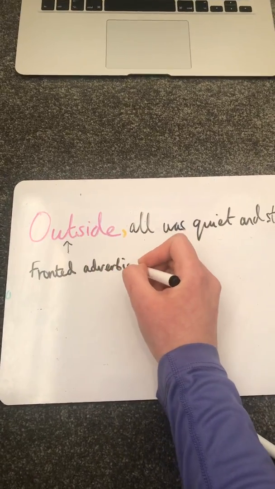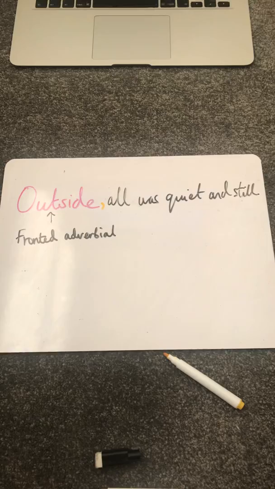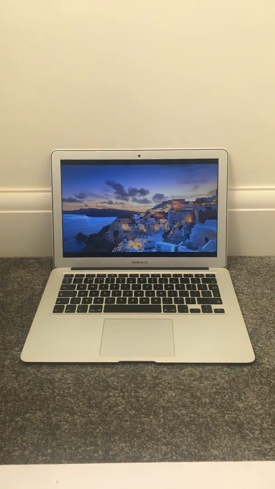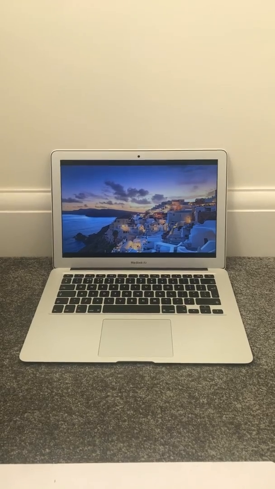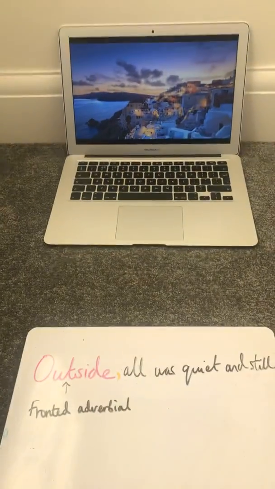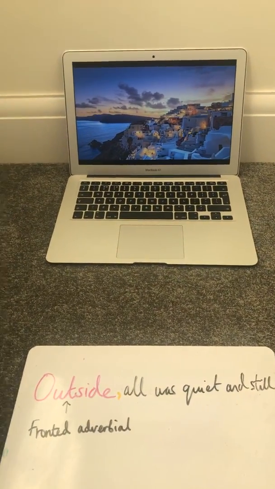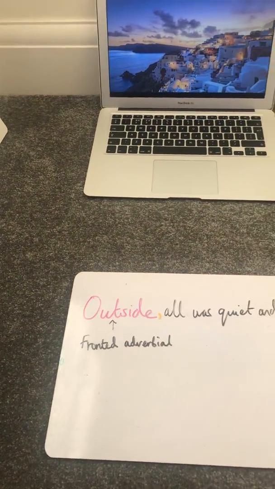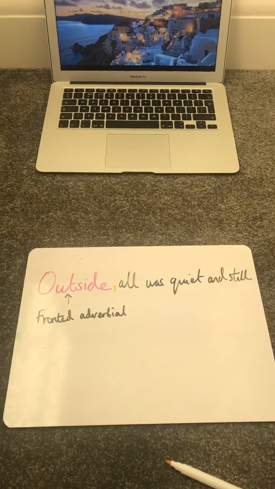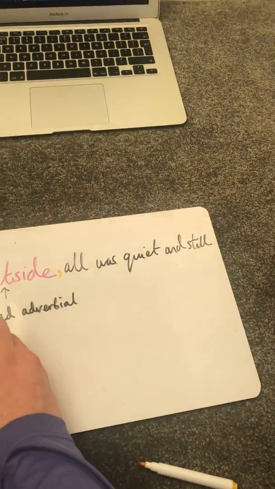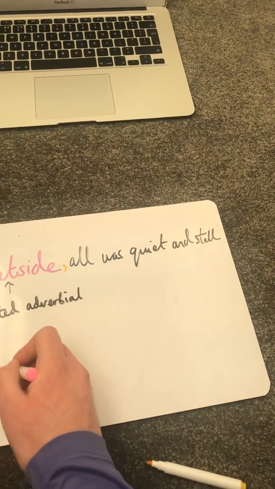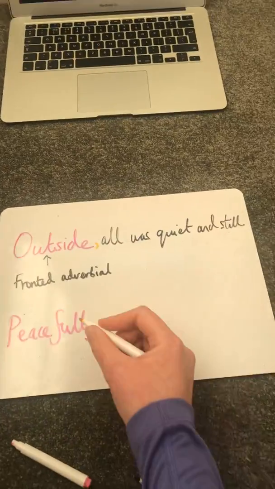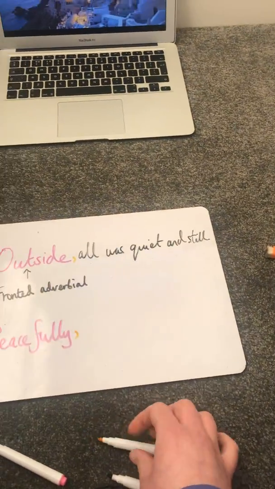Fronted adverbials are so useful for making your sentences open in a really nice way, rather than just saying all was quiet and still. I'm telling you where: outside, all was quiet and still. It's much more interesting. So let me do another one. I might use an adverb of manner this time. I might say peacefully. I'm going to pop my comma in because I paused there very naturally.